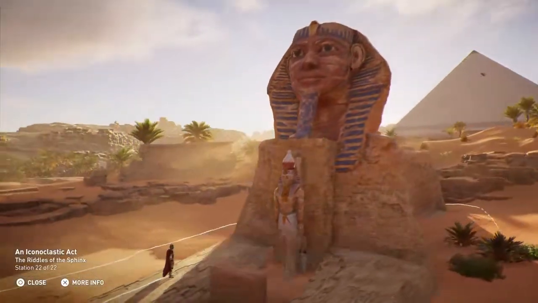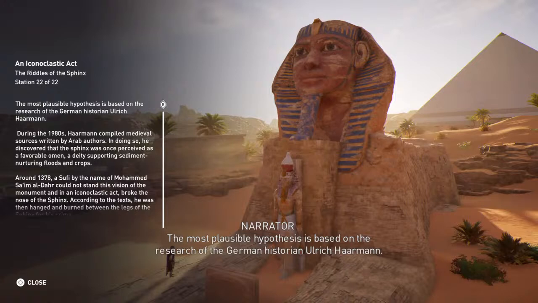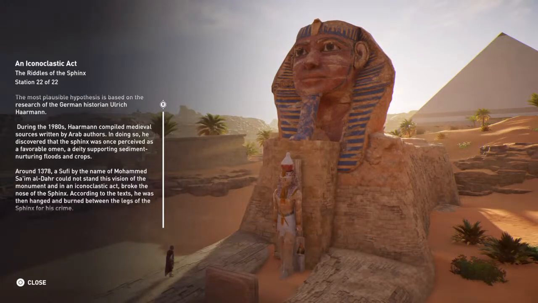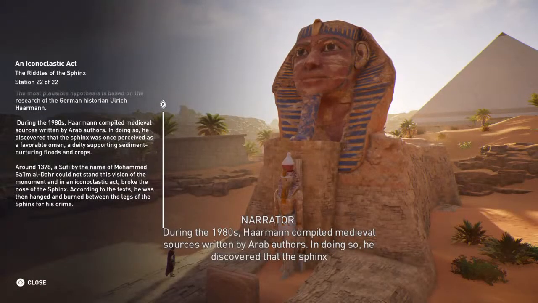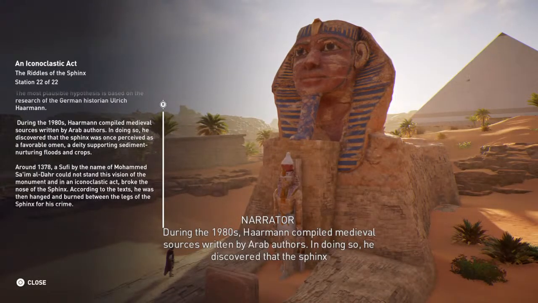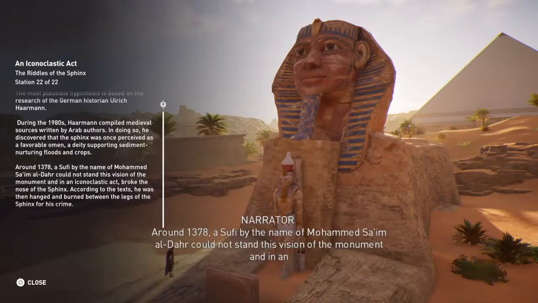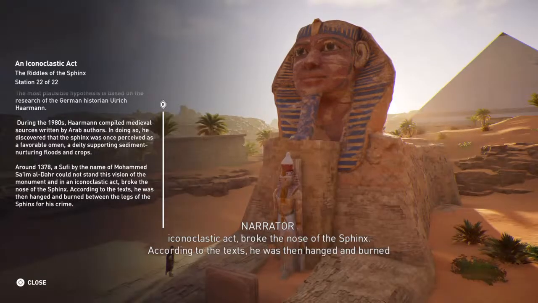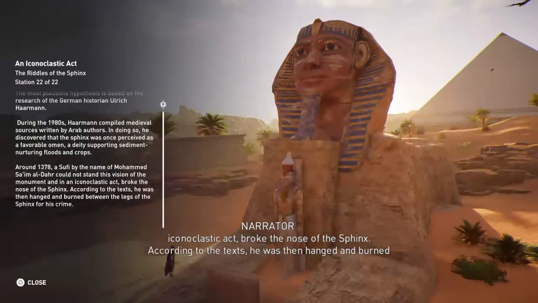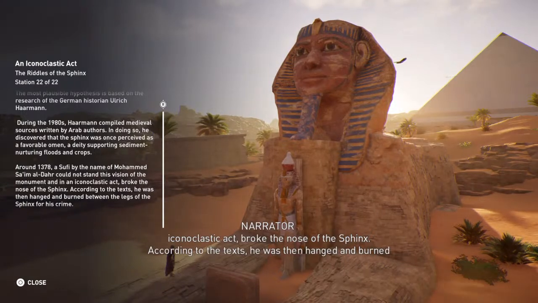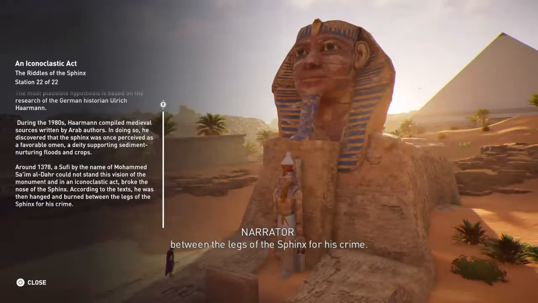The most plausible hypothesis is based on the research of the German historian Ulrich Harmann. During the 1980s, Harmann compiled medieval sources written by Arab authors. In doing so, he discovered that the Sphinx was once perceived as a favorable omen, a deity supporting sediment-nurturing floods and crops. Around 1378, a Sufi by the name of Muhammad Sa'im al-Dahr could not stand this vision of the monument, and in an iconoclastic act, broke the nose of the Sphinx. According to the texts, he was then hanged and burned between the legs of the Sphinx for his crime.